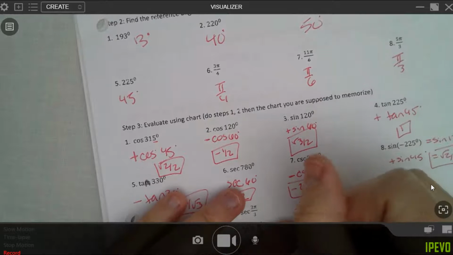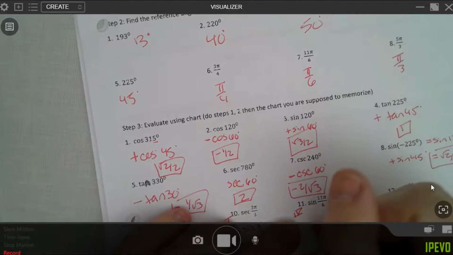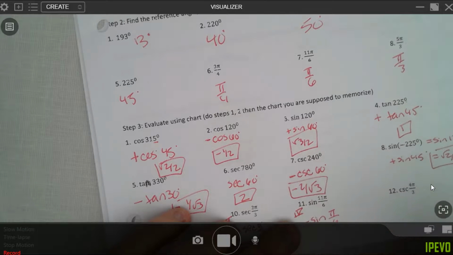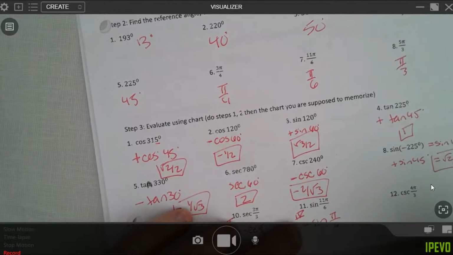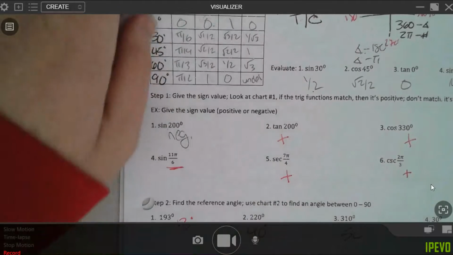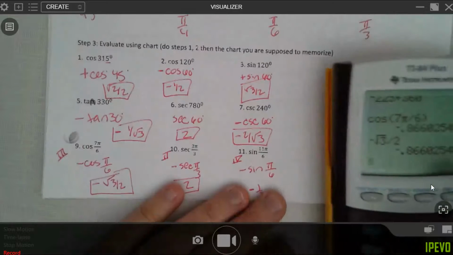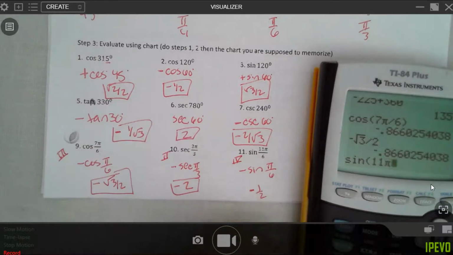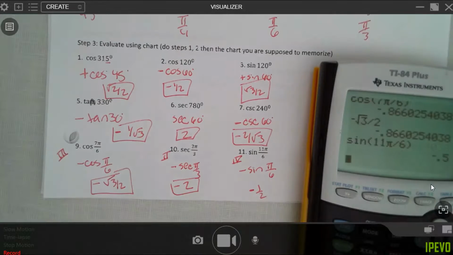This is the fourth quadrant. So sine's negative there. So we need negative sine of pi over 6. So pi over 6 was our 30 degrees. So we're going to get negative a half. And then if I type that in my calculator, sine, see, negative a half.